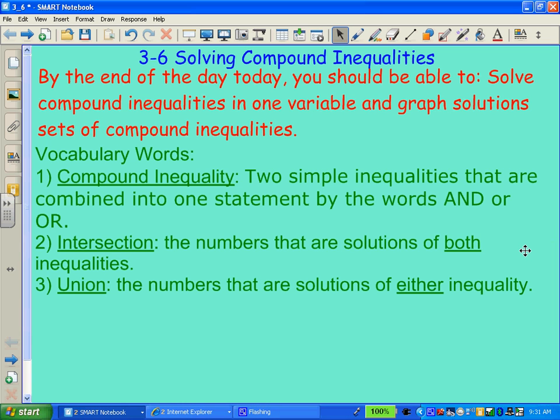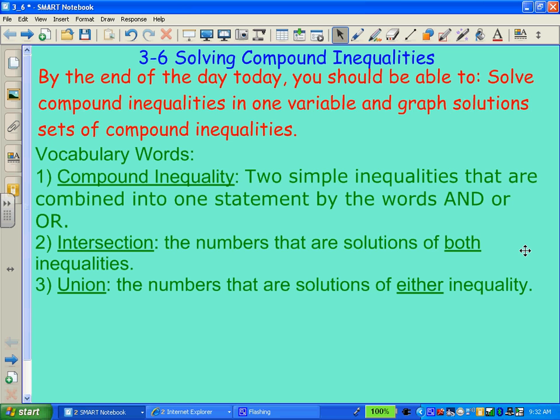Welcome to the final section of Chapter 3.6, Solving Compound Inequalities. Now, compound inequalities are two simple inequalities, which we've just been doing simple inequalities so far. So they're two simple inequalities that are combined either by the word "and" or the word "or". Now, we have either two solutions here, or two different kinds of things that happen.